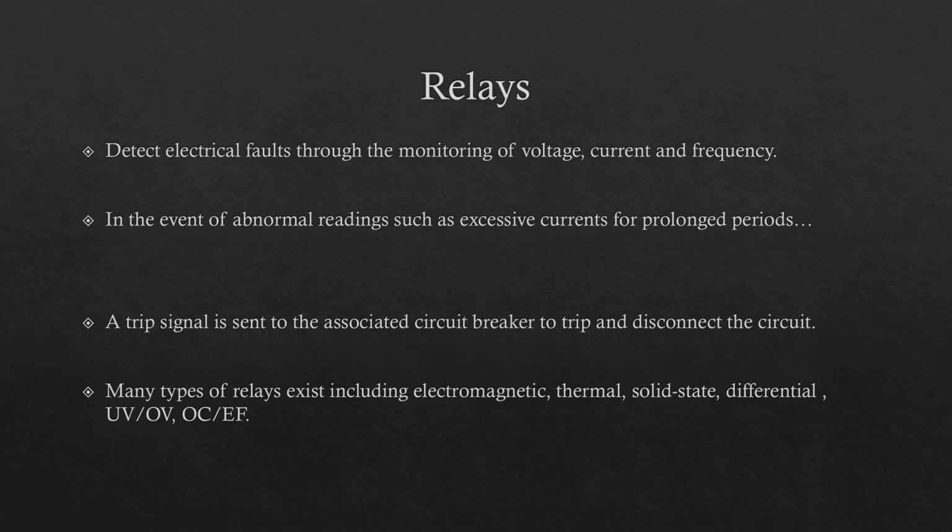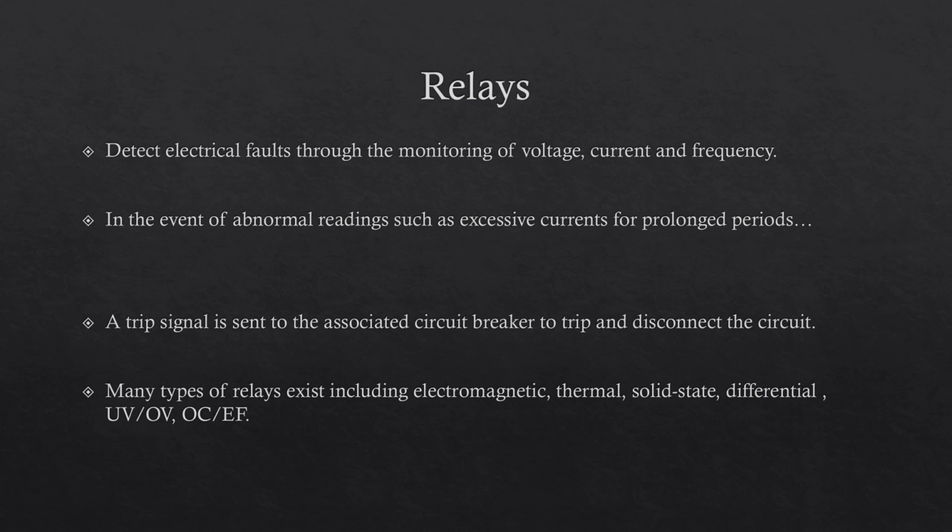So when the conditions are met for a certain percentage of overcurrent for a certain period of time, the signal will be sent from the relay to the breaker to cause the breaker to trip, disconnect the circuit, and then prevent any additional damage, both upstream and downstream of the circuit breaker.